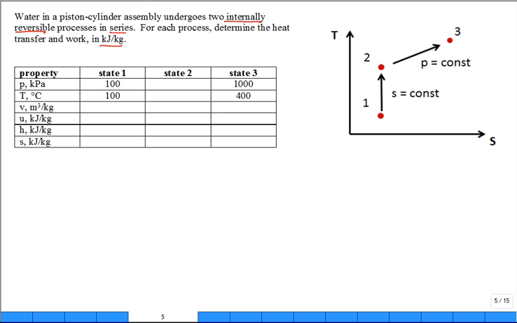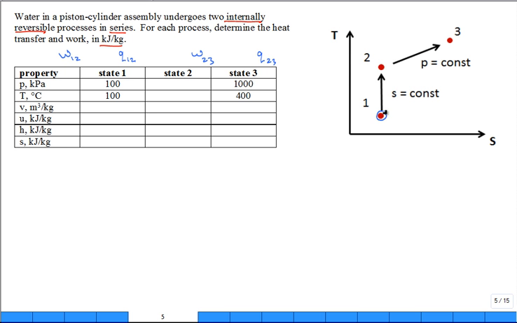So they're asking for the work, lowercase w 1 to 2, and lowercase w 2 to 3. And they're asking for lowercase q 1 to 2 and lowercase q 2 to 3. So they're asking you to compute 4 things, right? For each process, the specific work and the specific heat transfer. That's what you're asked to find. They show you the TS diagram.